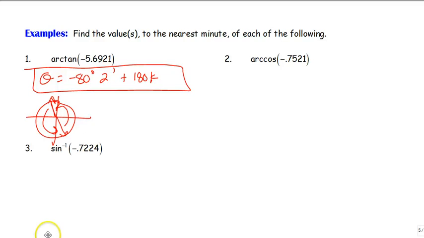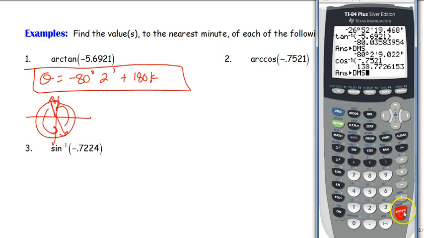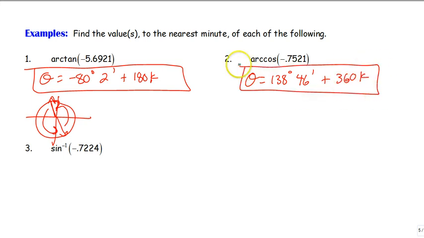Cosine and sine, though, we do not. So we have to do those together. So cosine inverse of negative 0.7521. I hit enter, and I hit second angle, and I get 138 degrees and 46 minutes. It does not round up. So my first theta is 138 degrees, 46 minutes. Okay, and we know that cosine wraps around every 2 pi, or 360 degrees k. That's one solution, so I'm going to just box that right now.